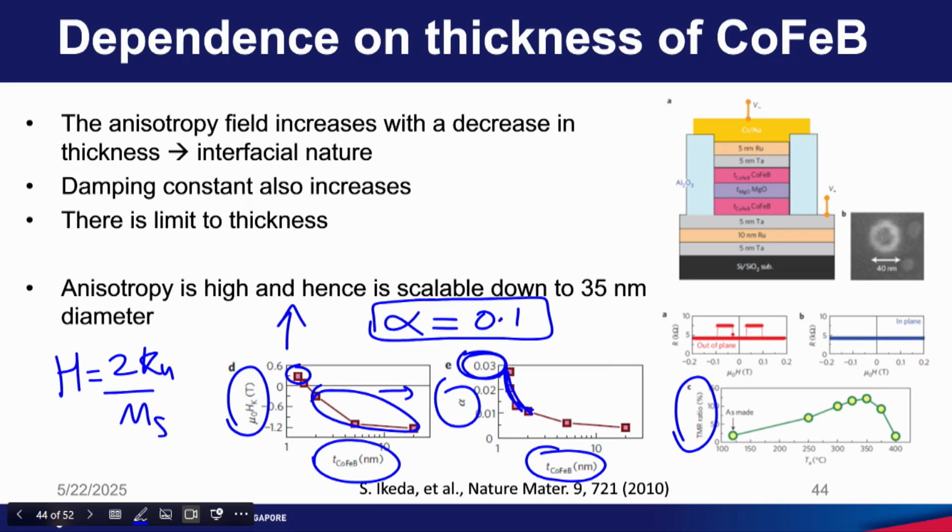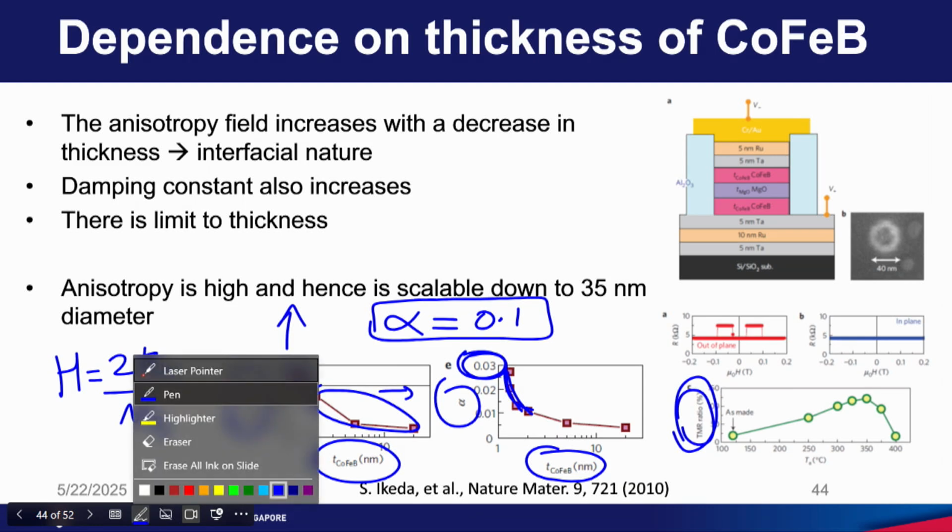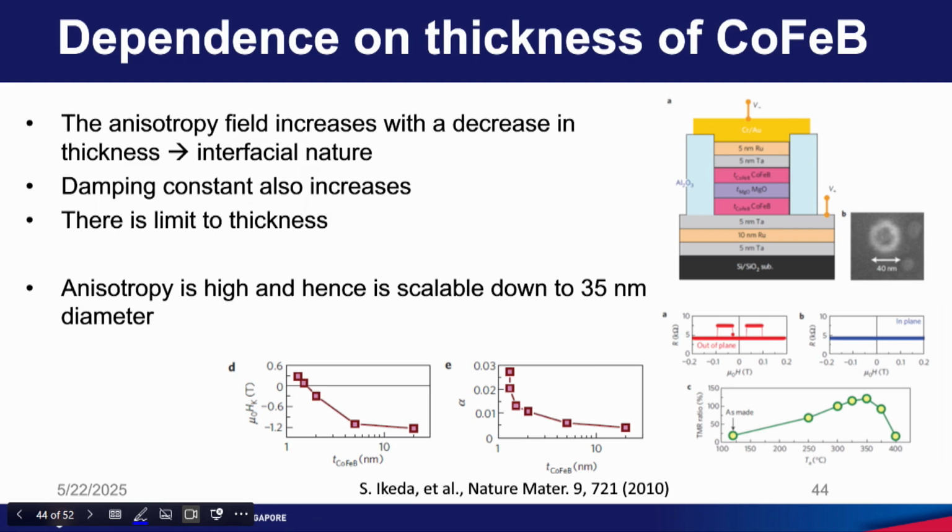This material also supports a high TMR ratio. In this graph you will see that this material doesn't spoil the TMR ratio. It's still as high as 100%. Now people have made this even 200%. So all these results indicate the potential use of this material. Anisotropy is high, damping constant is not a problem, all those things.